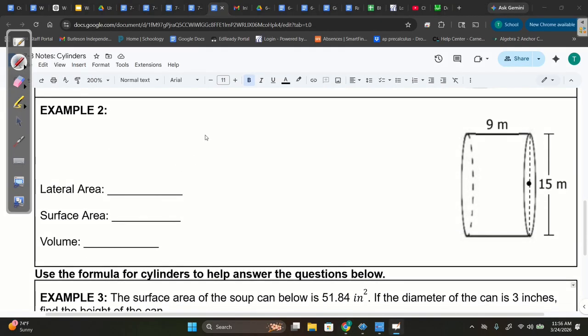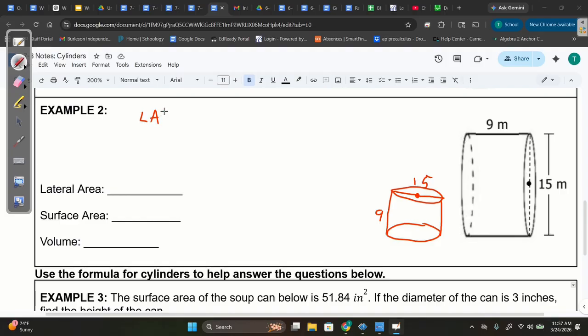Now, if you want to try number 2 on your own, I say you pause the video and go for it, with one word of warning. I want us to consider this cylinder as standing on the bases. That way we don't make any mistake as to what is what. Here I have the diameter is 15, and the height is 9. Don't get it confused. With that in mind, if you want to try it out, go ahead. Otherwise, let's get into it.